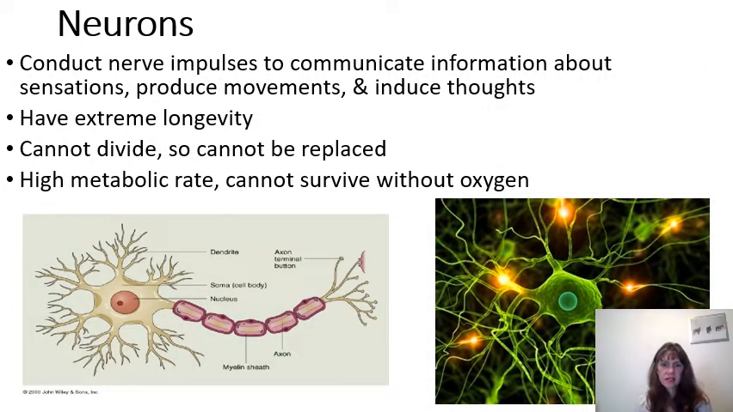Let's discuss neurons a little bit further. Neurons conduct nerve impulses that help us communicate information about sensations we receive, as well as produce movements and induce thoughts, and neurons have an extreme longevity. They cannot divide. They can't undergo mitosis, therefore they cannot be replaced. Neurons have a very high metabolic rate and cannot survive without oxygen.